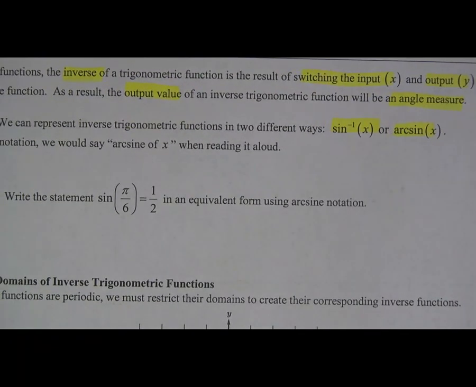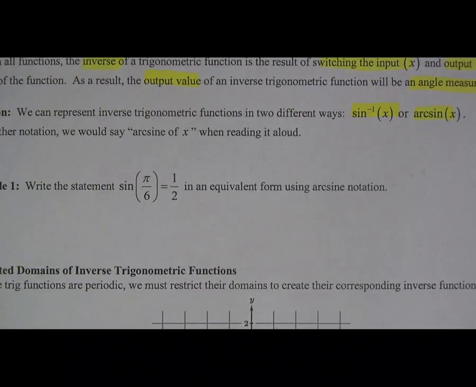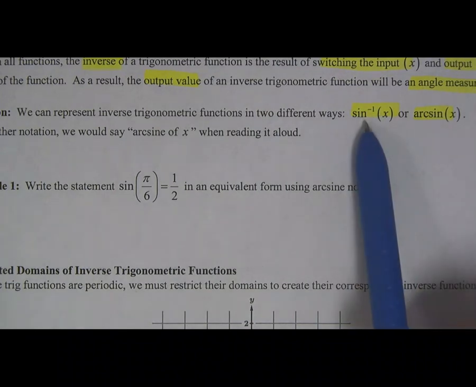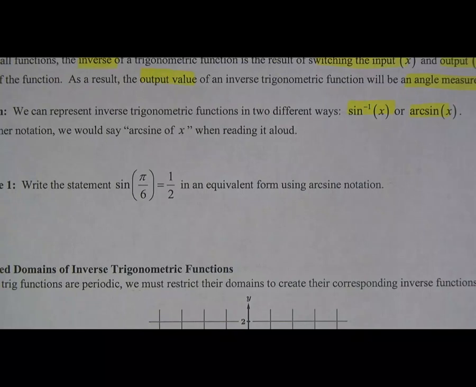So you're going to say arc sine if you read it out loud, which admittedly is easier than saying arc sine to the negative 1 power. We'll say arc sine. It's inverse sine.